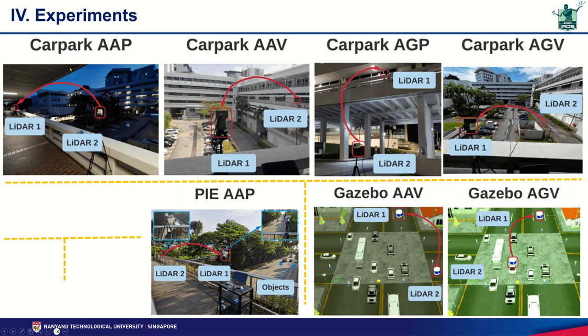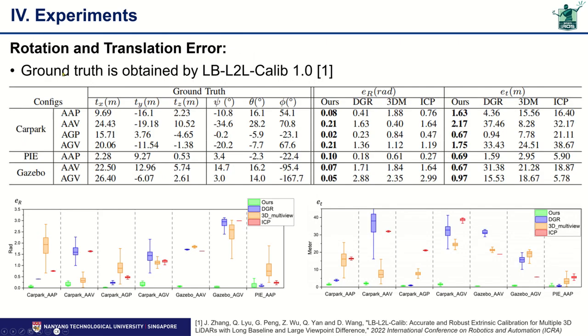For the experiments, we perform them in three scenarios: the car park, the highway, and the intersection, with different configurations. Here shows the rotation and translation error. The left-hand side shows the ground truth of the 7 configurations, 7 datasets. The right one shows the rotation error and the translation error of ours compared with DGR, 3DM, and SAP. We can find that ours always achieves the lowest error.